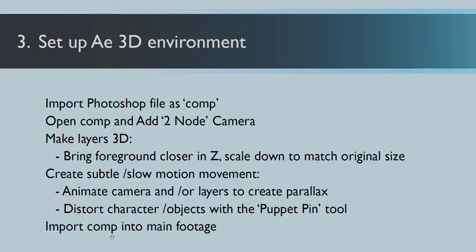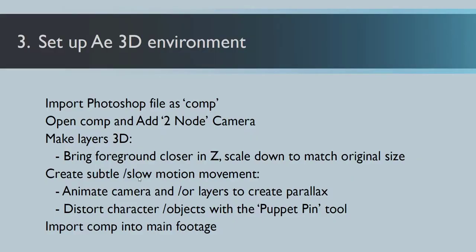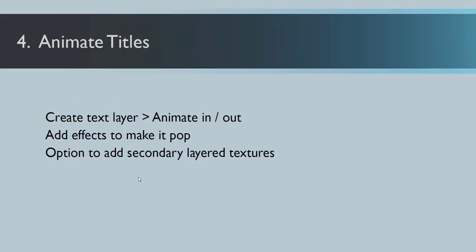All right, save, and we're good. So we've distorted. Now we need to import that comp into the main footage, which is what we've done already. I just skipped that step because I couldn't wait. And we're good. So we're on to chapter 4. This is where we're going to animate titles, create a text layer. There's all kinds of presets you can use to animate text in and out, or you can do it yourself. And we can add effects if you want, and add some extra secondary textures or speed lines, or make it crazy in there. That's entirely up to you.